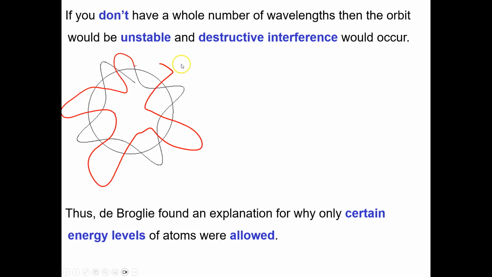So it just won't work, right? The circle would be unstable, it would interfere with itself, and the particle would be destroyed. So if the electron is a wave, and it's also moving about in a circle in space, then those circles must be whole numbers of wavelengths in order for the electron to be stable. So de Broglie has found an explanation for why only certain energy levels can be allowed.